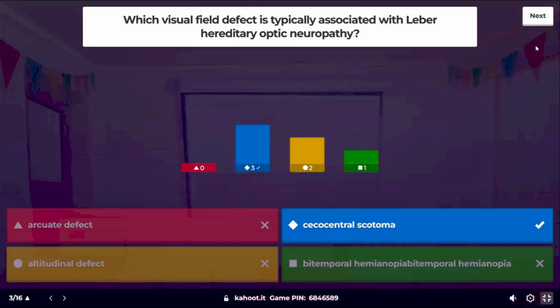Yes, exactly. Cecocentral scotoma, this is described with Leber's hereditary optic neuropathy. So the message of this question is whenever you have an optic neuropathy, you have to know the well-known or the common visual field defects associated with this optic neuropathy. Okay.